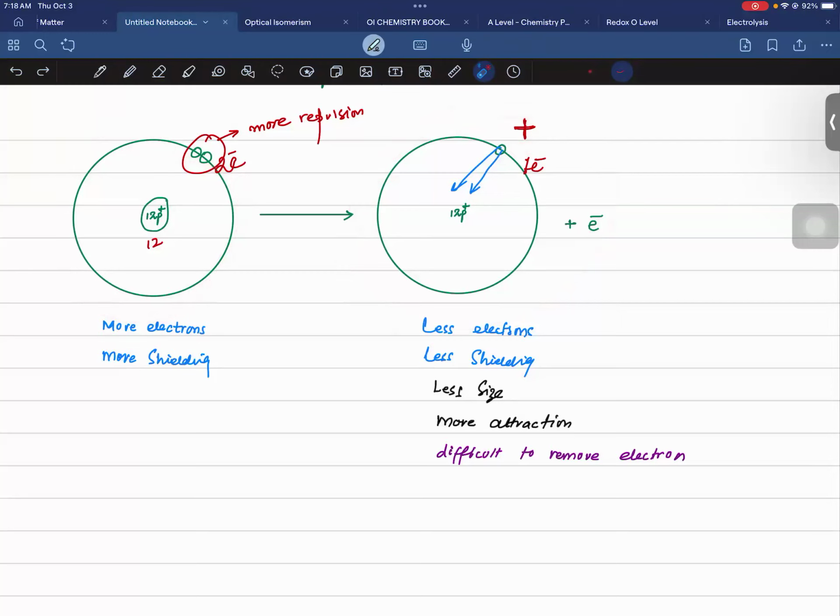Okay. So always remember, whenever you are going to remove more than one electron, you would always be giving more energy as compared to the previous one. So the successive ionization energy always increases, remember.